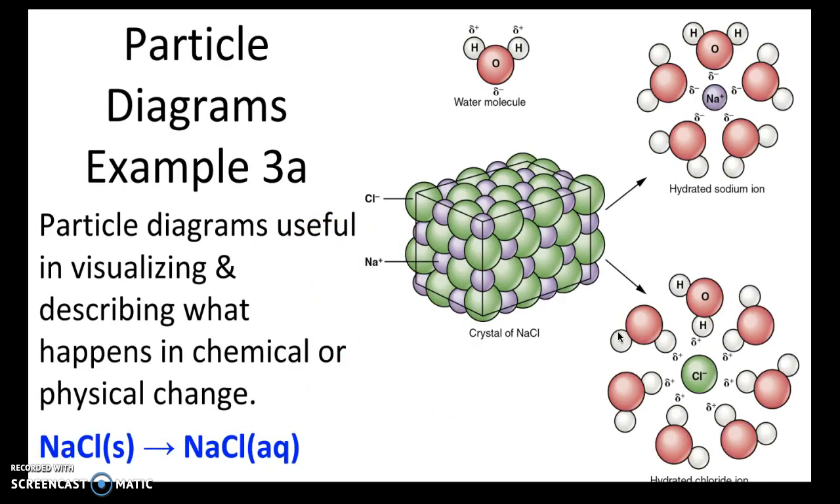Now we're going to move into using particle diagrams to explain what happens during a chemical or physical change. We're going to start with physical changes, but you've also seen this before back in the first video, where you were asked to draw the particle diagram for the sublimation of dry ice, or CO2. So you did use a particle diagram to show a physical change. A physical change is something that when it occurs, the matter itself does not change. You just change the state it's in, for example.